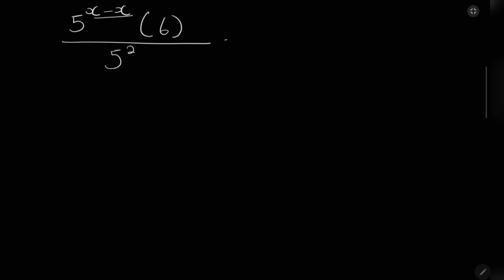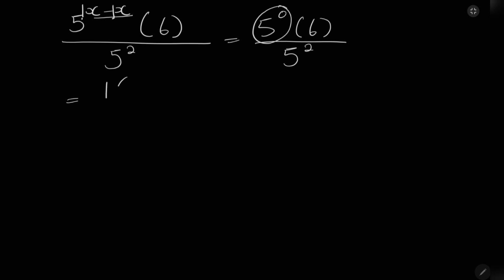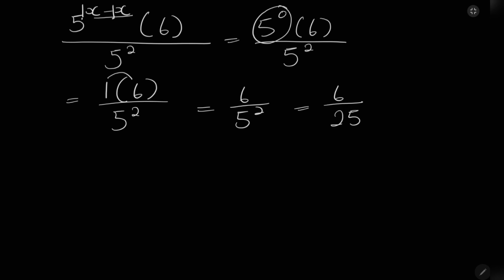So let's try to solve this part. We have 5 to the power x minus x, which is just 0, because remember it's 1x minus 1x. 1 minus 1 is 0. So it's 5 to the power 0 times 6 over 5 squared. Remember, anything raised to the power 0 is 1, times 6 over 5 squared. 1 times 6 is just 6 over 5 squared. So for our final answer, we can just calculate 5 squared. Our final answer will be 6 over 25.